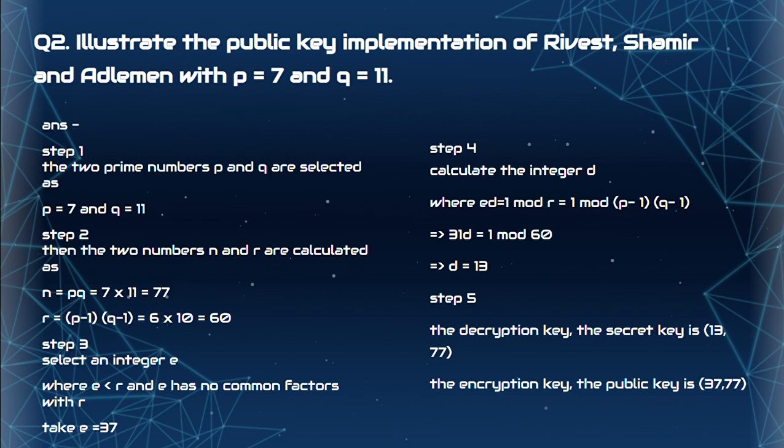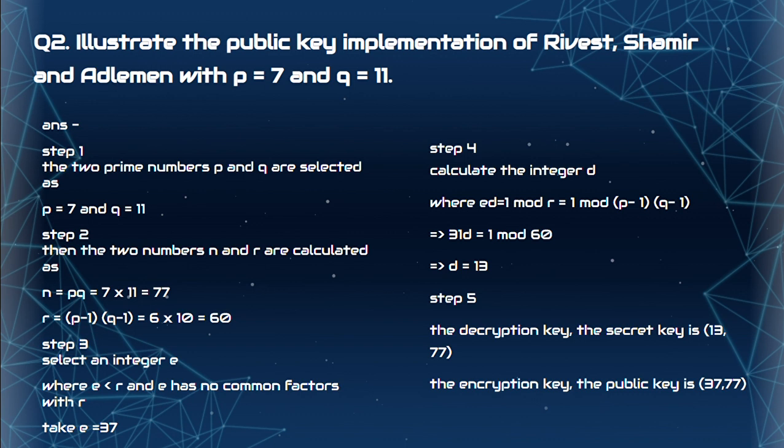Let's move to the next question, question number 2. Illustrate the public key implementation of the RSA algorithm, that is Rivest, Shamir and Adleman, with p equals 7 and q equals 11. So the answer is step number 1. The two prime numbers p and q are selected as p equals 7 and q equals 11. In the next step, the two numbers n and r are calculated. n equals the multiplication of p and q, that is 7 into 11, which is 77.